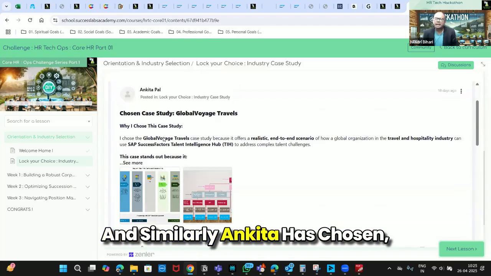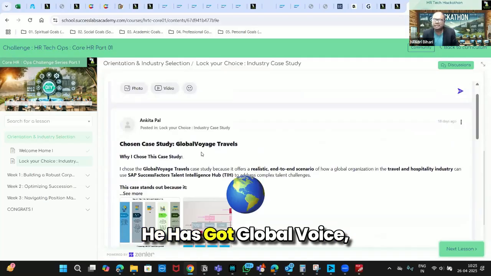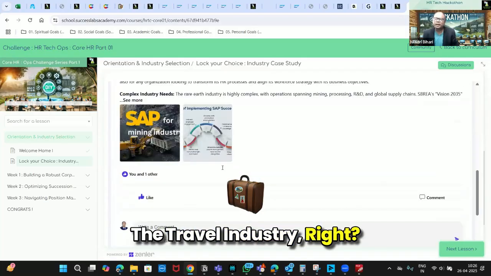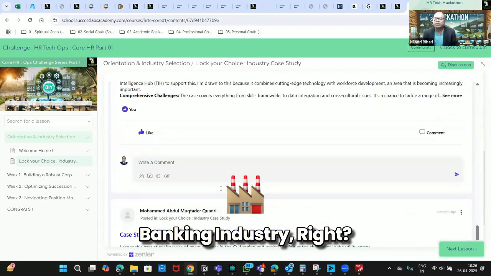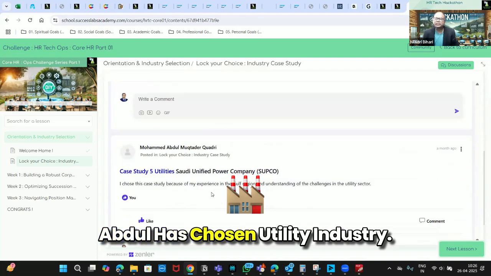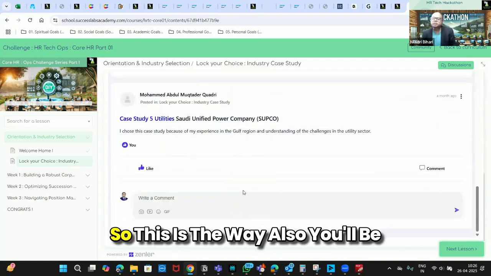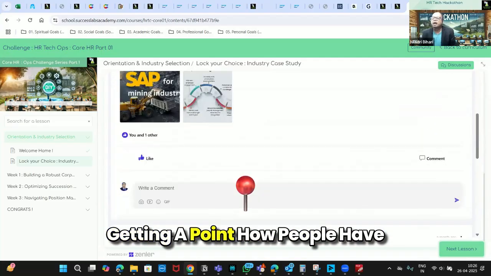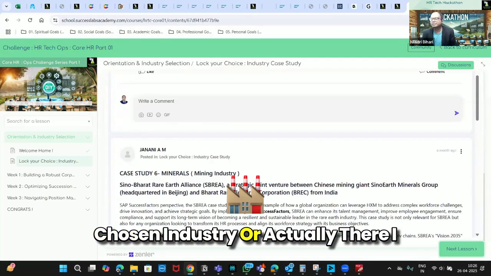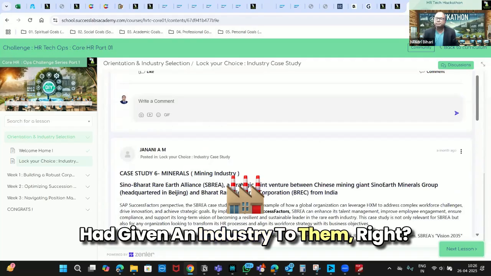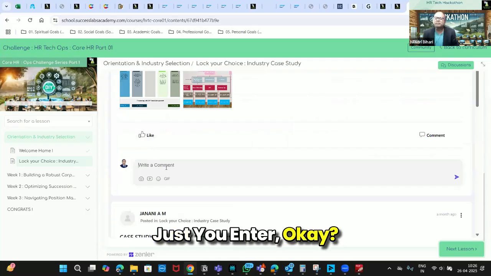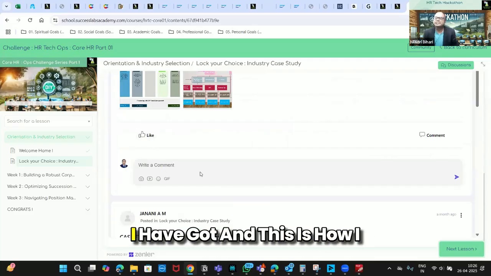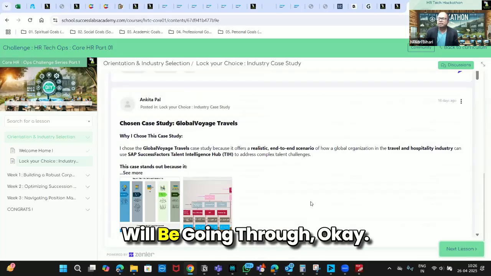And similarly, Ankita has chosen Global Voice, the travel industry. Similarly, Saima has the financial banking industry. Abdul has chosen the utility industry. So this is also how you'll see how people have chosen an industry, or actually I had given an industry to them. So this is how you can enter it. This is the industry I have got, and this is how I will be going through.